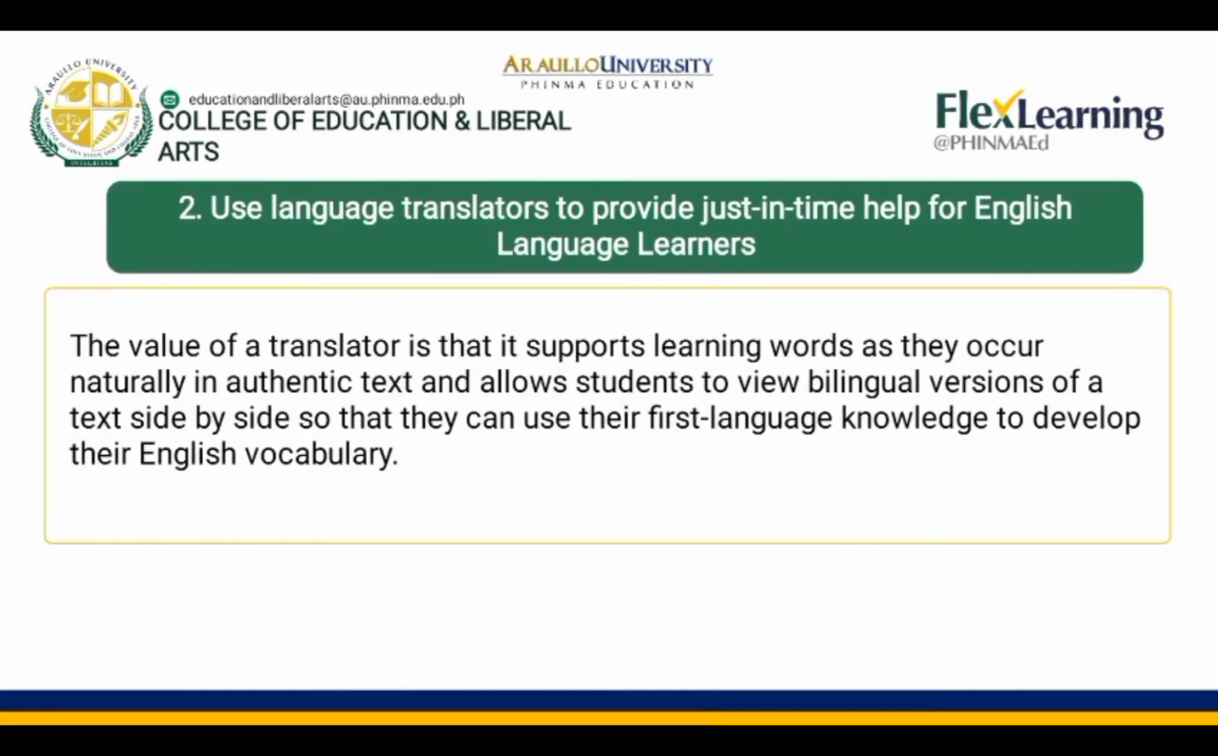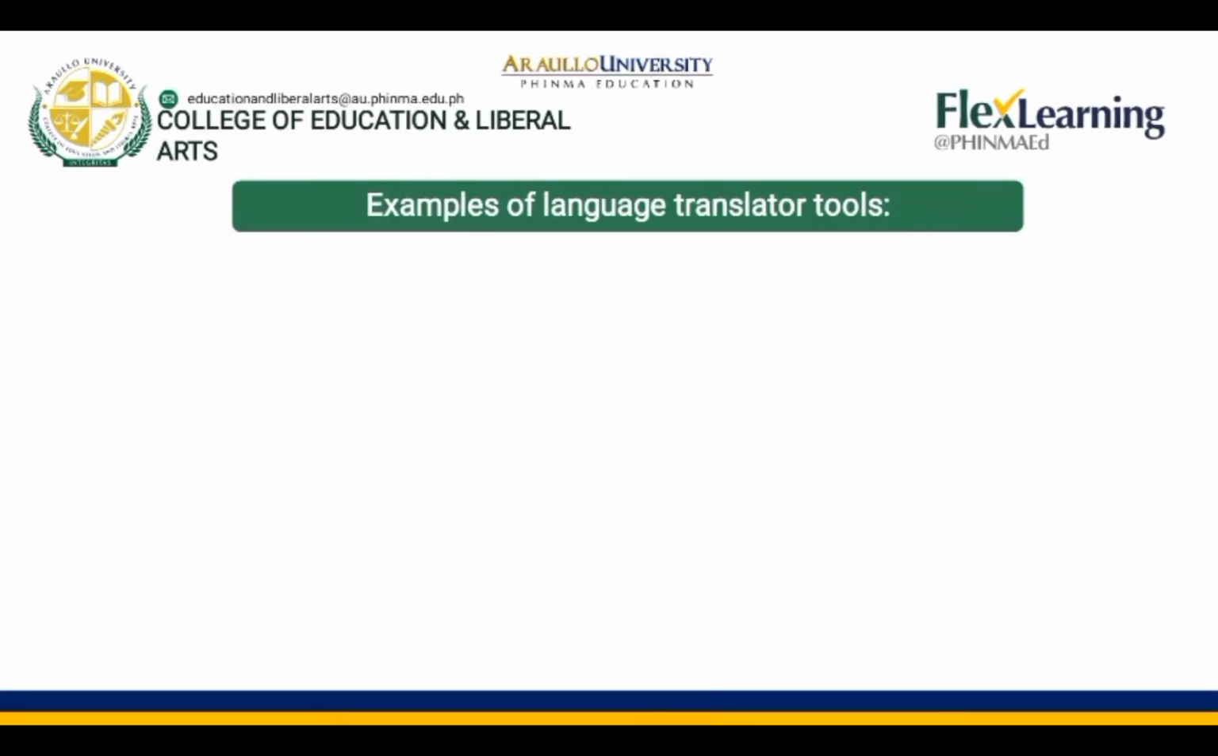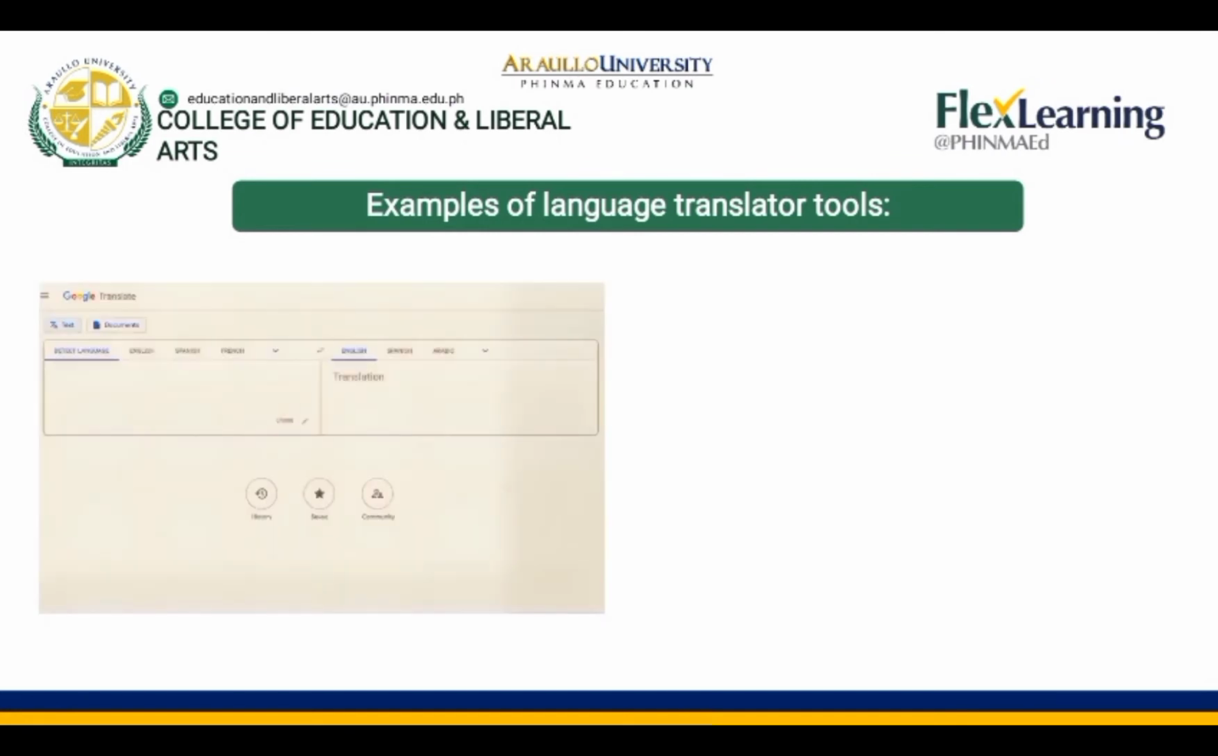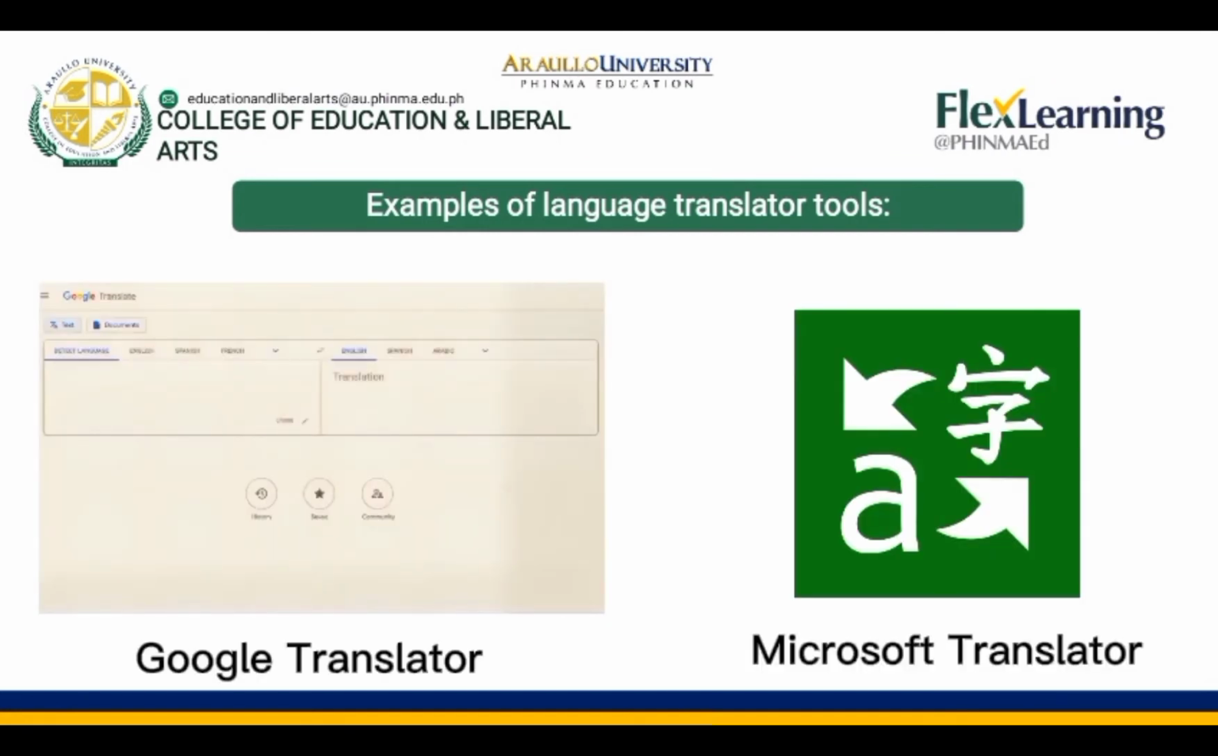Number 2. Use language translators to provide just-in-time help for English language learners. The value of translator is that it supports learning words as they occur naturally in authentic text and allows students to view bilingual versions of text side by side so they can use their first language knowledge to develop their English vocabulary. Examples of language translator tools: Google Translator, Microsoft Translator.